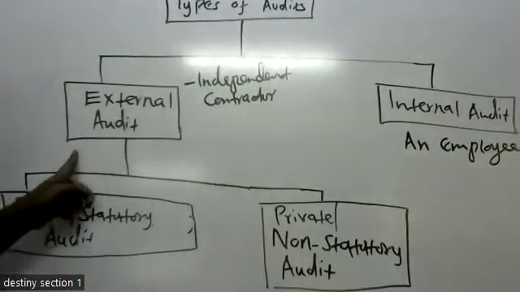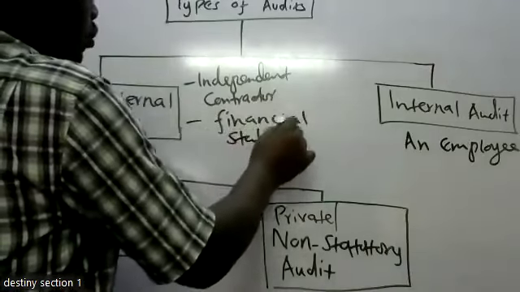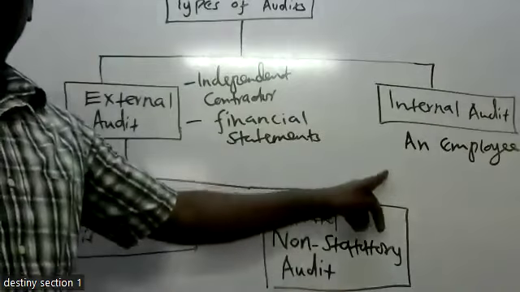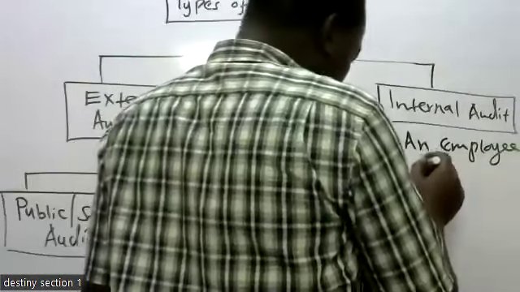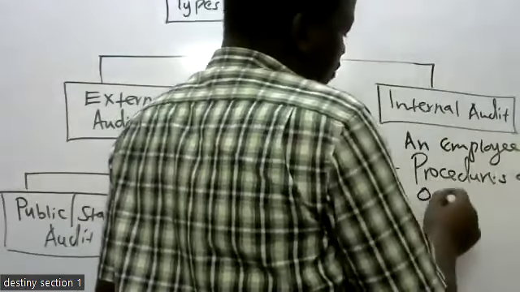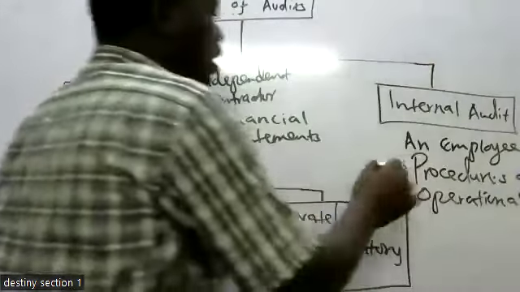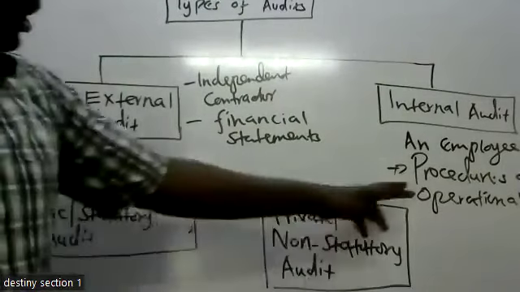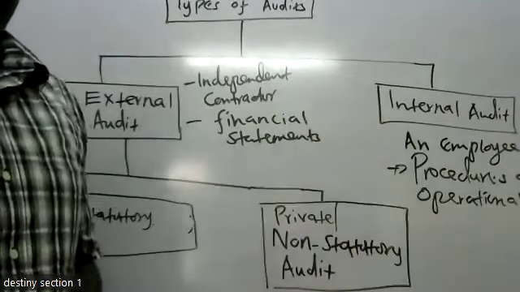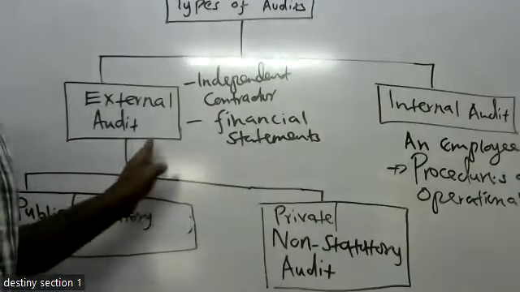The focus of the external audit work is normally on the financial statements. The auditor will examine the historical financial statements to check whether they are free from any form of material misstatement. The focus of the internal audit work shall be on the procedures and operational activities, to check: are these activities and procedures efficient? Are they economical? Are they being done in an effective manner? And to give room for recommendations for further improvement. So there are also differences between external audit and internal audit.